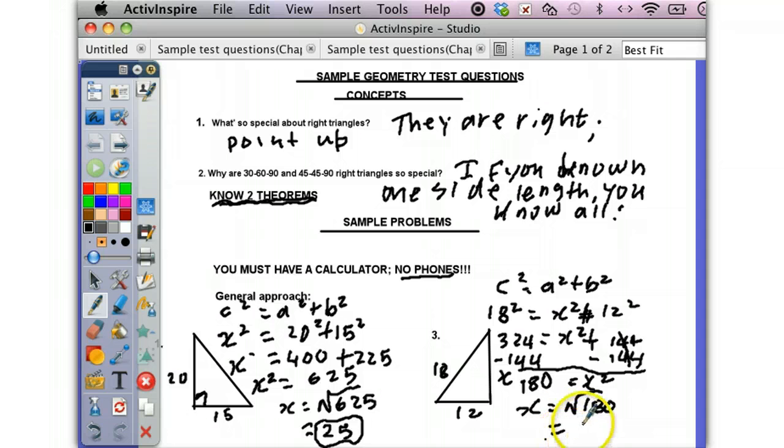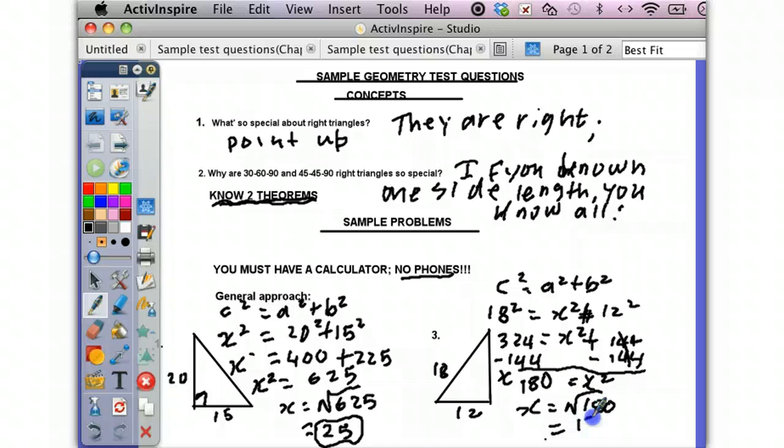Daniela, can you work that out as a decimal? Round this to the 10th place. Square root of 180. What is it? Anybody confirm that? Yes. 13.4.